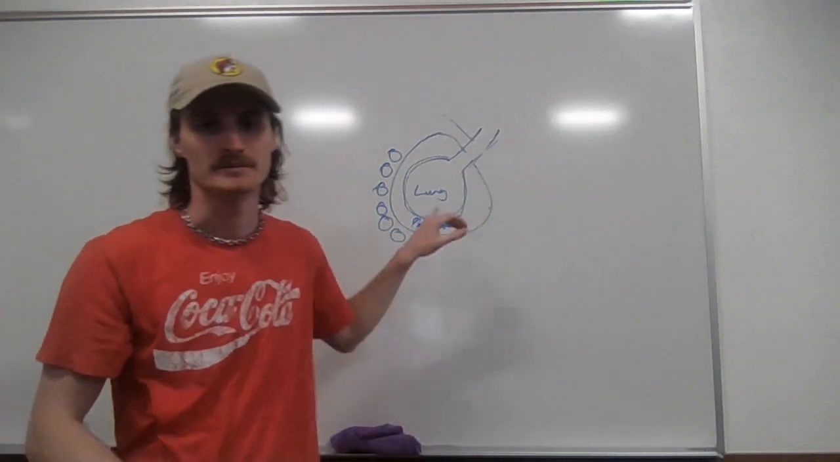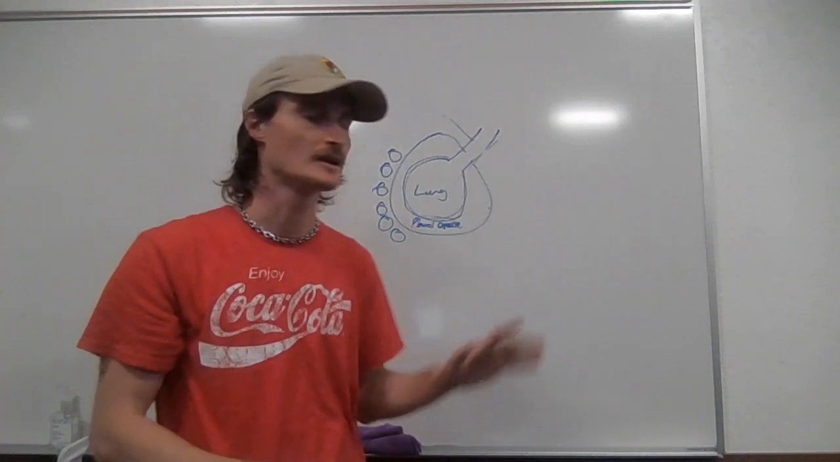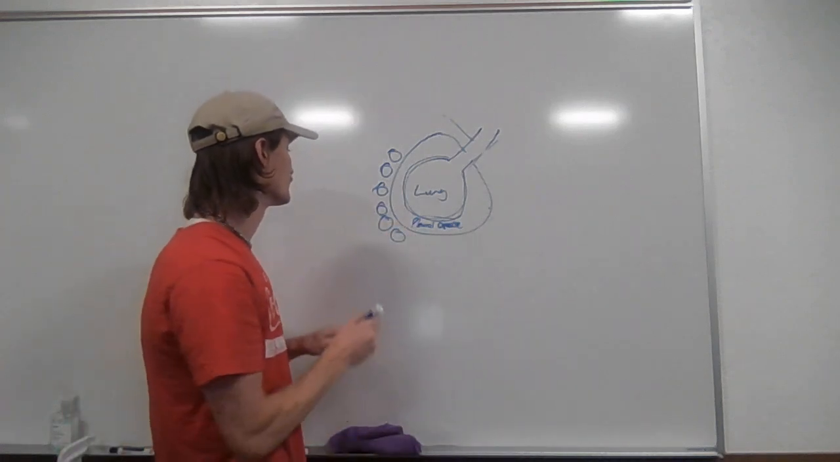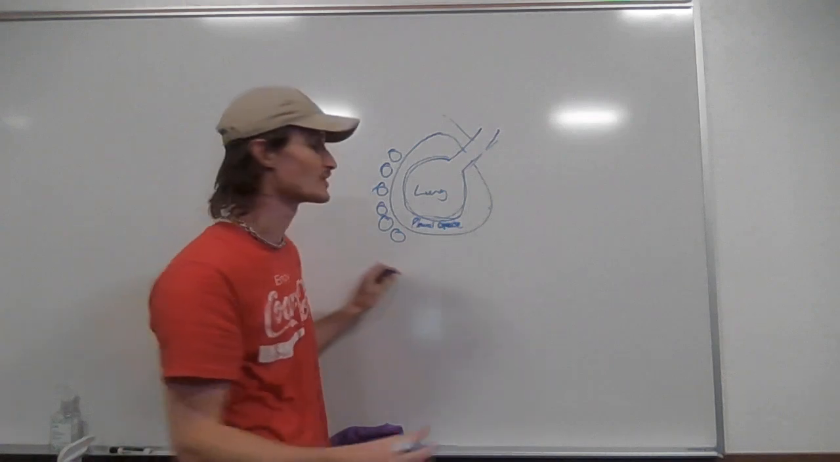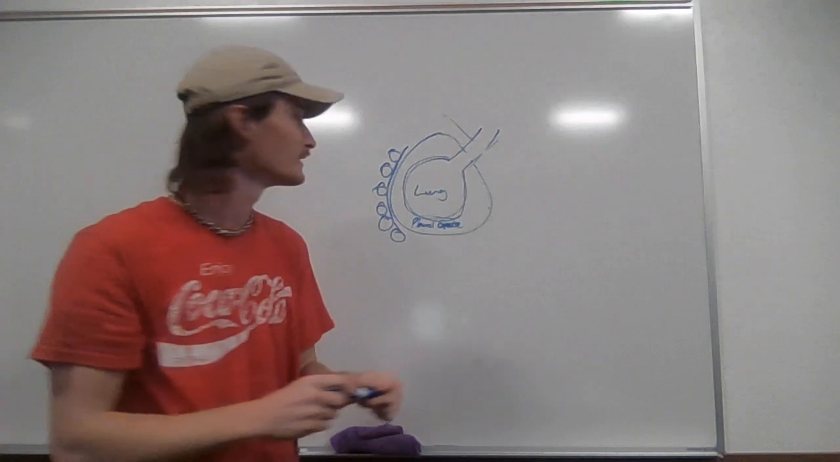The space between these membranes contains a small amount of fluid that reduces friction and helps the lungs actually adhere to the chest wall. So this is a cross-cut of our ribs right here.